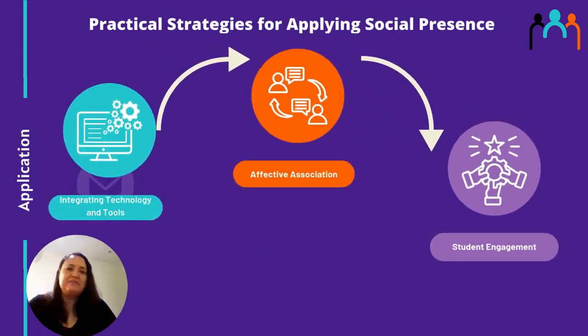So you're probably thinking right now, better learning outcomes, stronger engagement within the classroom, stronger student success. I'm in. What are some practical strategies? Well, in terms of practical strategies for applying social presence, there are three main things that we look at. The first one is the integration of technology tools into the online classroom. Then we want to create immediacy through effective communication. And then finally, we want to look at enhancing student engagement. When you use all three strategies, they truly work together to create this wonderful, supportive learning environment for students.